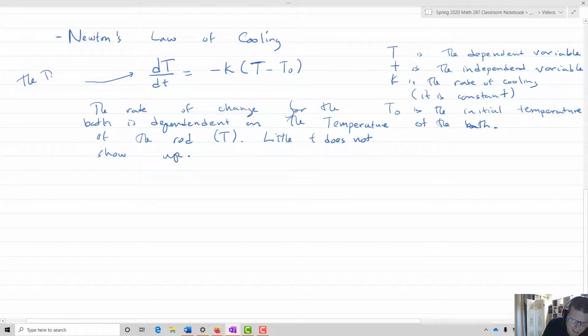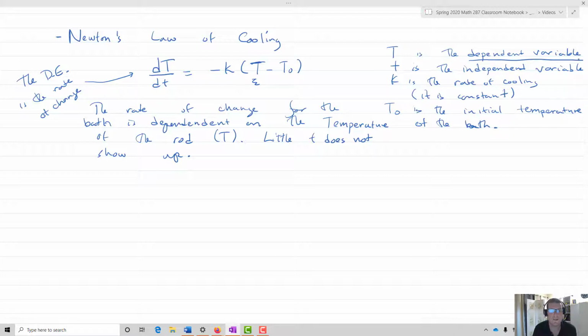The DE, as we're going to call it often, is the rate of change. It's a derivative, or it might be the rate of change. Whatever it is, the differential equation is its rate of change, and in this case, it's only dependent upon the temperature of the rod, upon the dependent variable. That's a little strange. It's a little different. It's going to force us to do some different things with this function in order to solve using Newton's law of cooling.